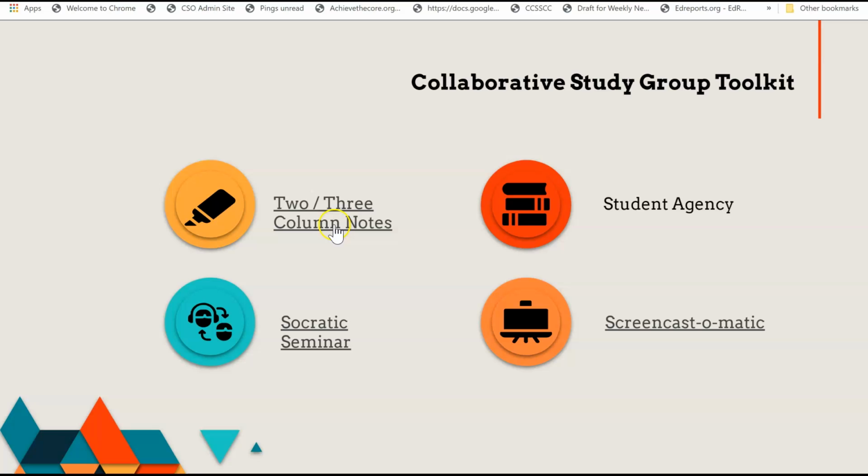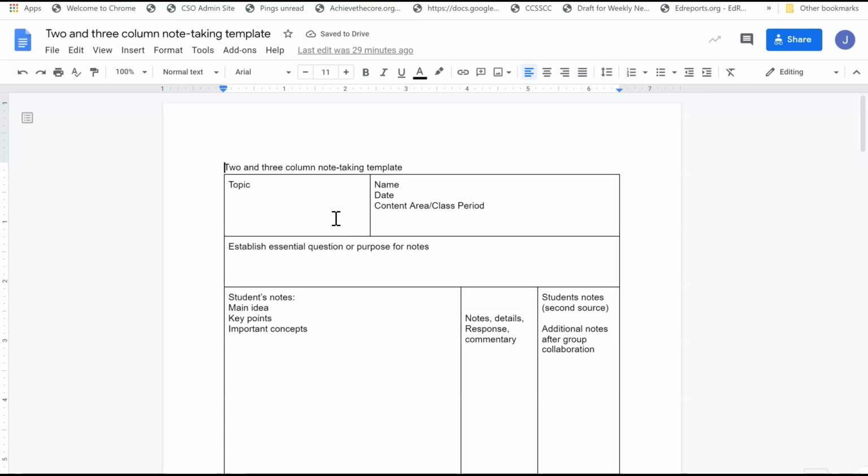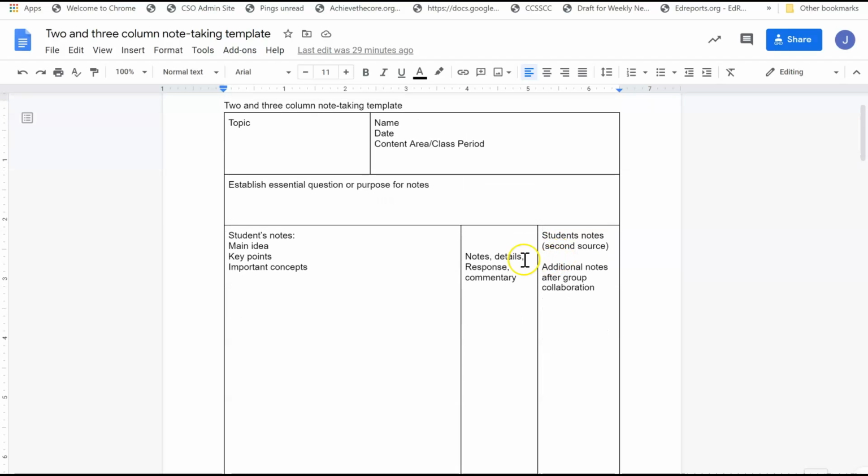The first is 2 and 3 column notes. So getting students to really understand that note-taking has a structure and a framework to it and a purpose. This first table here shows you an example of how students would organize it. This would be your purpose, your essential question of the article that they would be reading or the video. And then these would be the students' main ideas, the students' notes and key points they found. This column could be their commentary, how they felt about what they read, or additional details that they read.